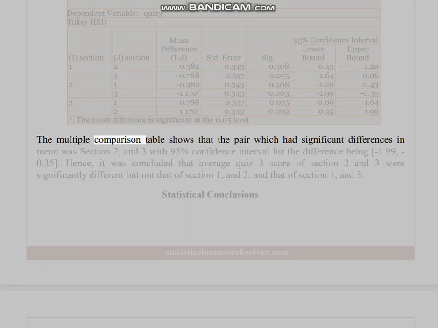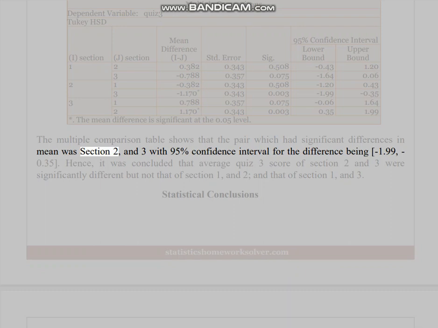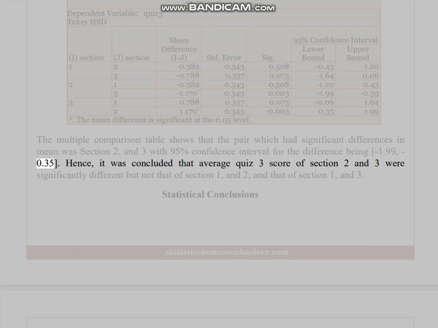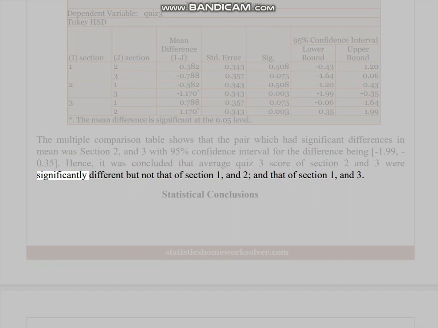The multiple comparison table shows that the pair which had significant differences in mean was Section 2 and 3, with the 95% confidence interval for the difference being minus 1.99 to minus 0.35. Hence, it was concluded that the average Quiz 3 scores of Section 2 and 3 were significantly different but not those of Section 1 and 2, and Section 1 and 3.